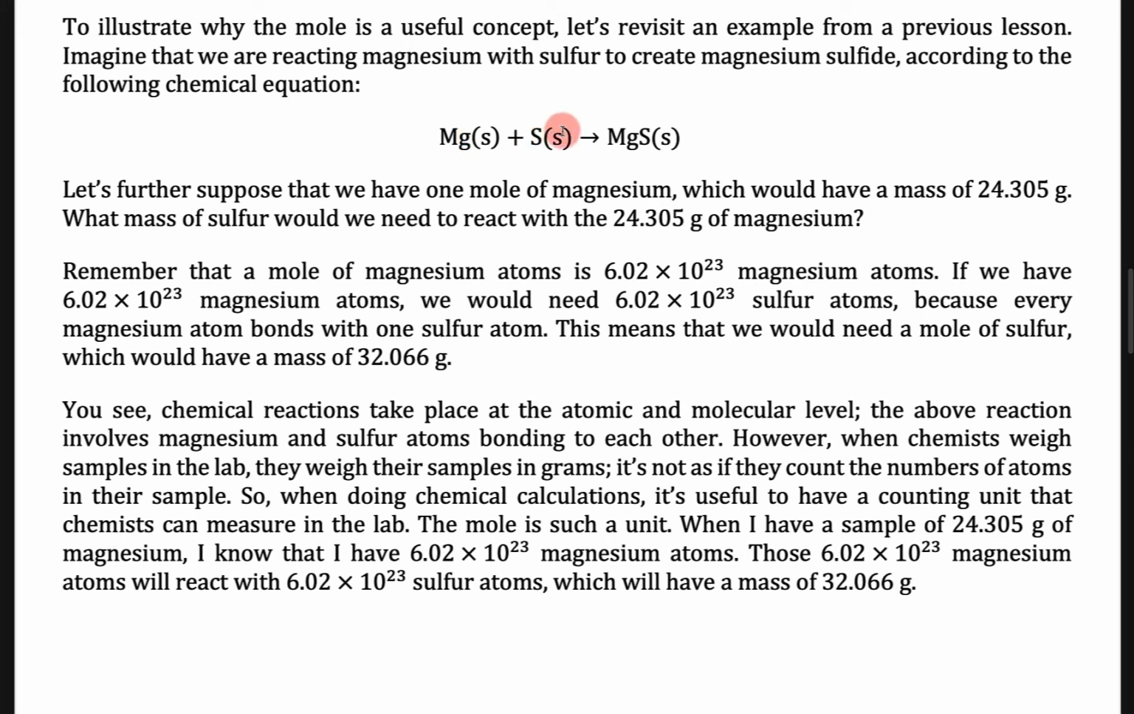And so, what mass of sulfur would we need? Well, we'd need the mass of 1 mole of sulfur, which would be 32.066 grams. Okay, so 1 mole of magnesium has a mass of 24.305 grams. If I have 1 mole of magnesium, I need 1 mole of sulfur, which has a mass of 32.066 grams.